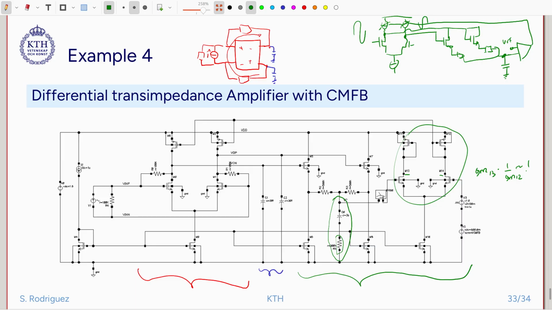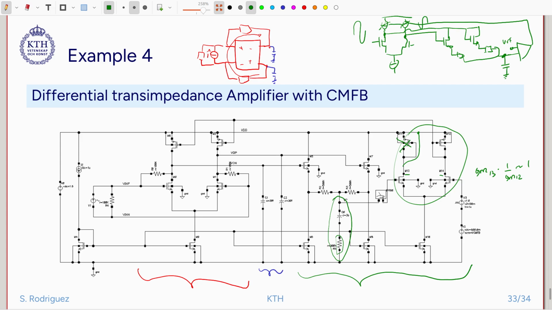And in practice, we can even delete this one and connect this to VDD, but for symmetry purposes, and if the transistor is very small, you can always keep it like that. So I think this transistor is really not doing much.